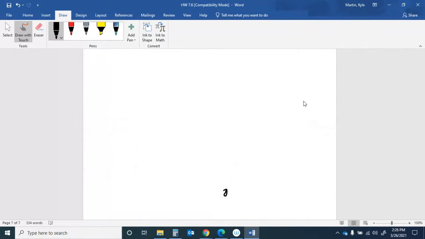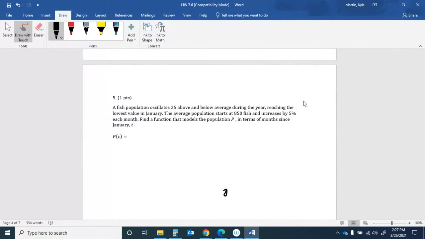Okay, number 5. A fish population oscillates 25 above and below average during the year, reaching the lowest value in January. Okay, so very similar to the last one. The average population starts at 850 fish and increases by 5%. Oh, so this is a constant increase in percentage. A constant percentage increase, that's an exponential function.